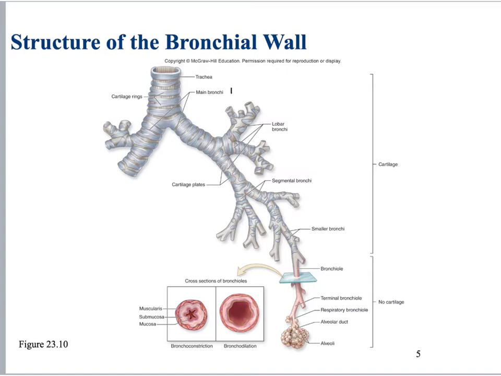Here's your main bronchi or your primary, lobar or secondary, eventually segmental or tertiary. And then there's even smaller ones. Then it breaks down to bronchioles, eventually to terminal and respiratory bronchioles. And down here is your respiratory zone.